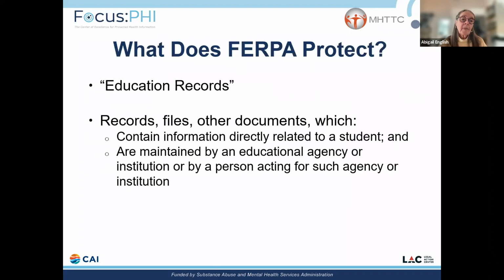Next slide, please. So what is it that FERPA protects? FERPA protects what are referred to as education records. And education records may be in multiple different forms. They are records, files, or other documents which contain information directly related to an identifiable student. And they are records which are maintained by an educational agency or an educational institution or by a person acting for such an agency or institution. So education records are really very broad in their scope and could implicate a lot of different kinds of written information that are contained at schools or held by a person acting for schools or educational agencies.